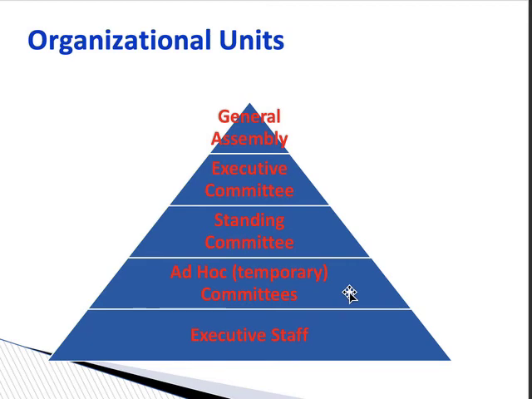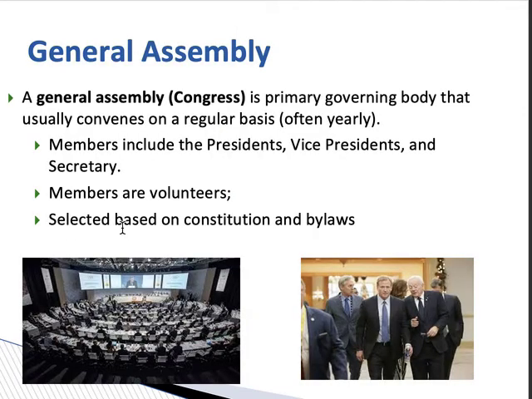We're using Olympics examples, right? The executive staff are the only ones that get paid, right? Others are all volunteers. If you want to serve there, you are a volunteer. They all have different purposes. So the General Assembly, which some organizations consider a Congress, is the main governing body that usually convenes on a regular basis.